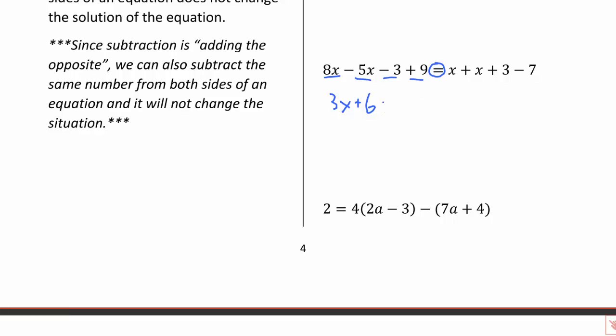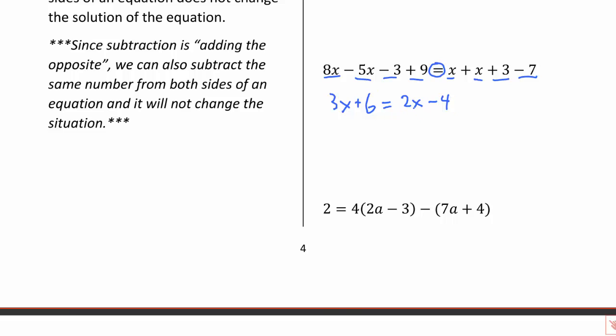Now here's my equal sign, so I need an equal sign here, is equal to x plus x. X plus x is 2x, plus 3 minus 7. Again, opposite signs, so we subtract. 7 minus 3 is 4, and the 7 is larger, so it's a minus 4. So what we're really going to solve here is 3x plus 6 equals 2x minus 4, because we've simplified both sides.